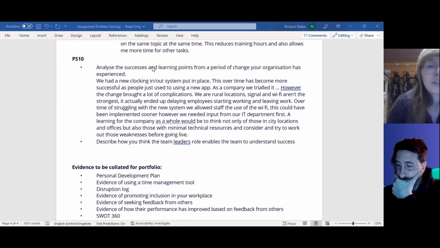A learning for the company as a whole would be to think not only of those in city locations and offices, but those with minimal technical resources, and consider and try to work out those weaknesses before going live.